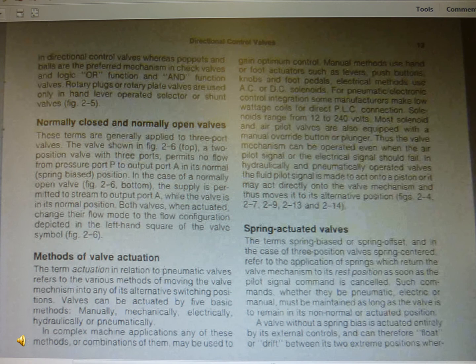Now let's go to normally closed and normally open valves. Normally closed and normally open valves. Normally closed valve. Normally open valve.